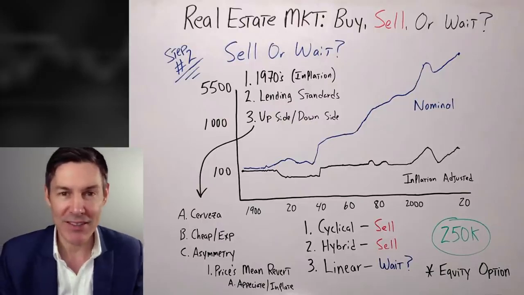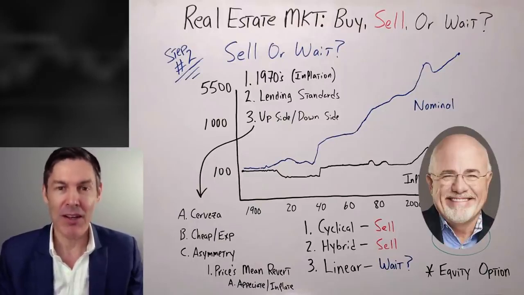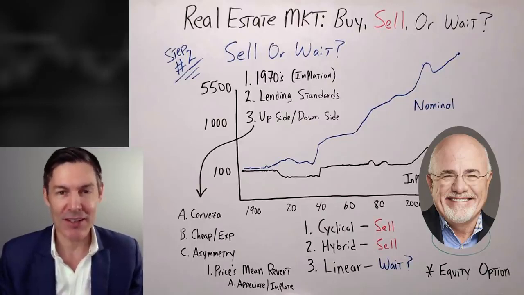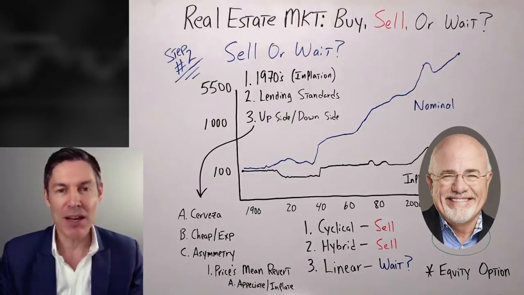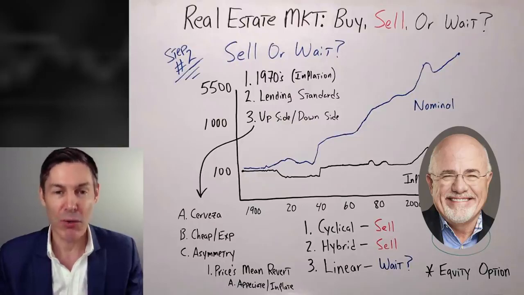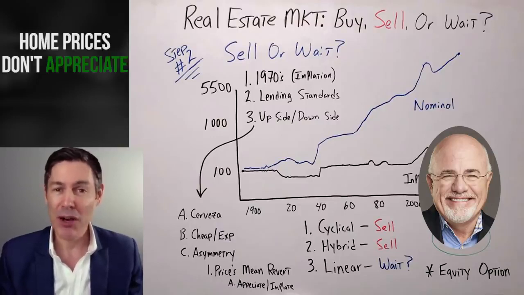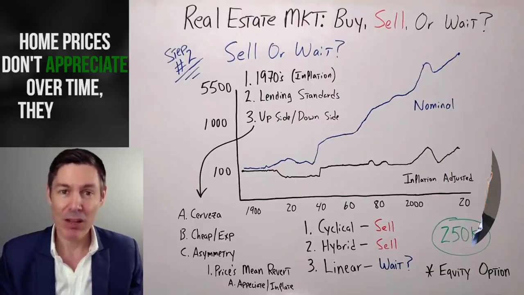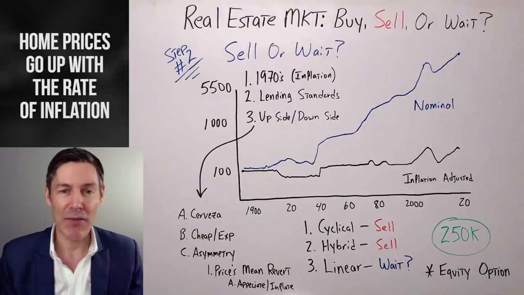Well, of course, it makes sense. They're trying to prove their point that real estate always goes up in price over time. Cough, Dave Ramsey. So when Dave Ramsey, as an example, is talking about the housing market, he is only going to use nominal prices. Because if he were to adjust for inflation, the way you should, because it's all about purchasing power, it goes to show that home prices really don't appreciate over time. They really just inflate. In other words, they really just go up with the rate of inflation.